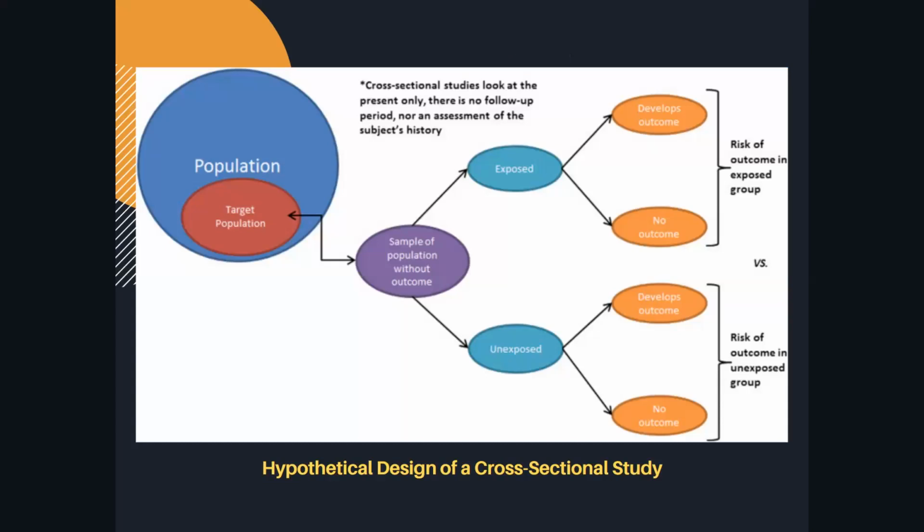This is the hypothetical design of a cross-sectional study. Cross-sectional studies look at the present only. There is no follow-up period nor an assessment of the subject's history. From the target population, a sample of population without the outcome is obtained, and it is divided into groups of exposed and unexposed. The exposed group is further divided into one which develops the outcome and one with no outcome. Similarly, the unexposed group is further divided into one which develops the outcome and one with no outcome, so that the risk of outcome in the exposed group versus the risk of outcome in the unexposed group can be compared.